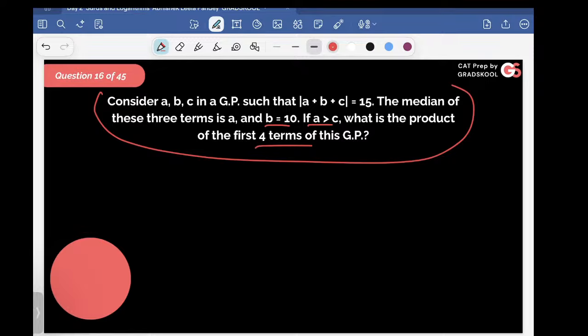Yeah, Ashman, what do you get? 14,000 is what you got. Okay.